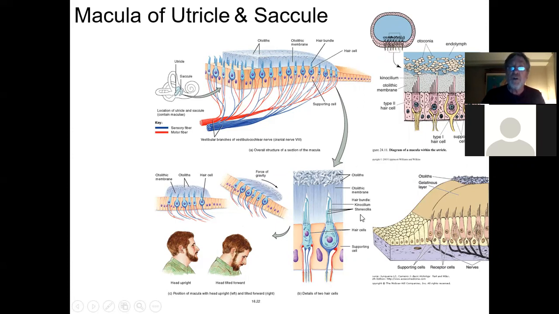And now you're looking down, now you're looking below. See how they're sitting still? And when you move, the force of gravity, because they've got a weight on the top, there's a bit of a lag or a bend, and that's what sends info to the brain.